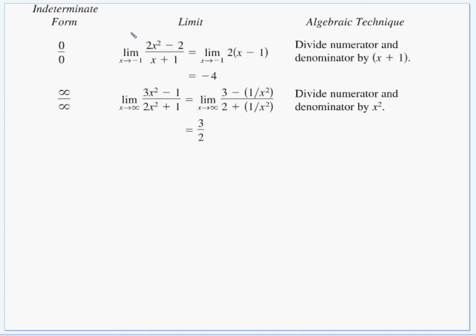Like here, direct sub would not work in this one. But if we actually do the division, if we divide the numerator and denominator by x plus 1, we get a different looking function that direct sub did work on. Same thing here. If we try direct sub there, you'll get infinity over infinity. We divided through by the highest power in the denominator. Direct sub worked the second time, giving us our limit of 3/2.